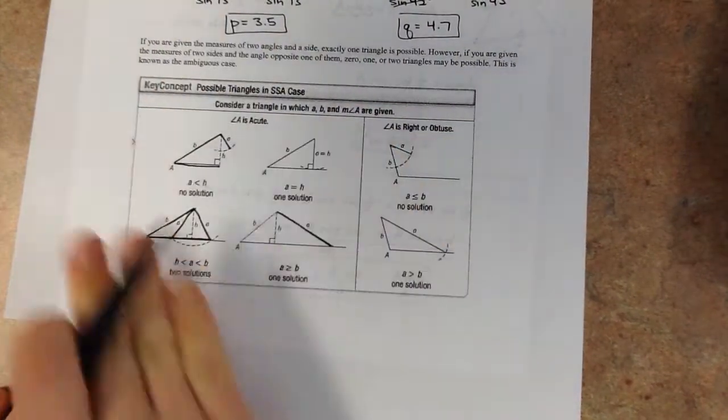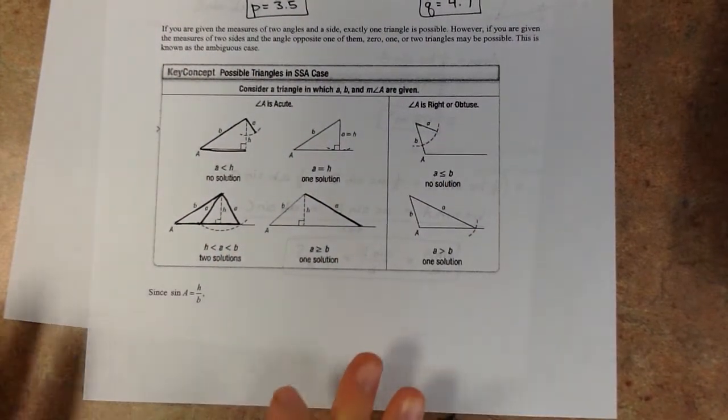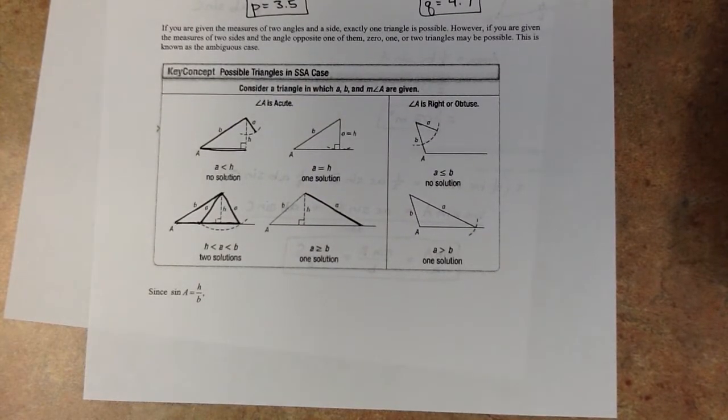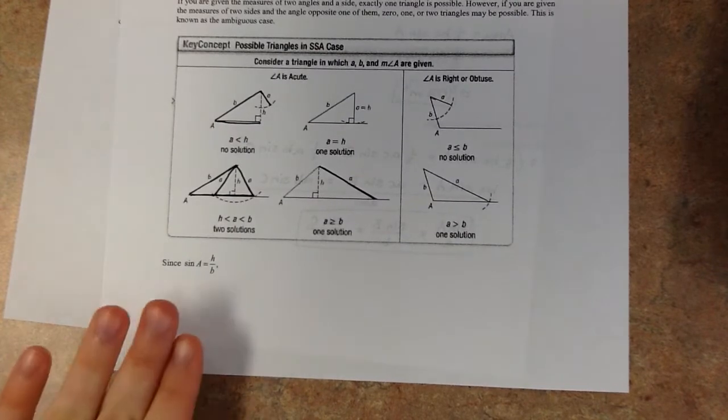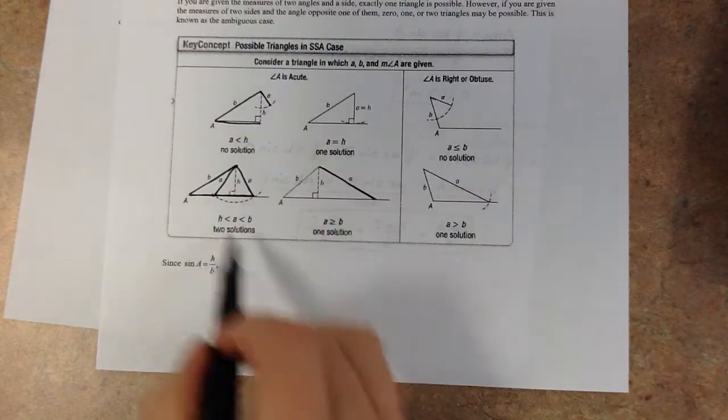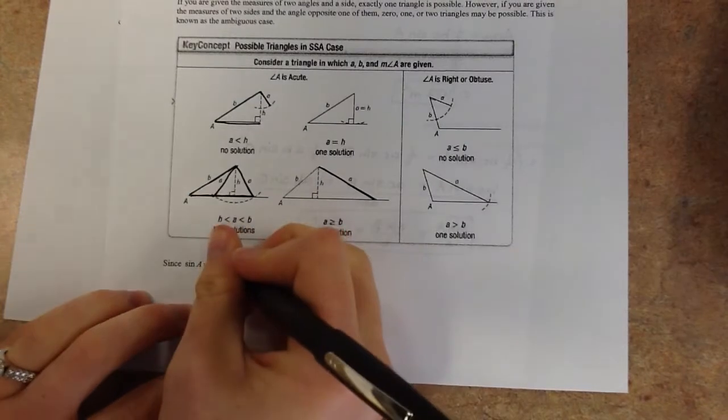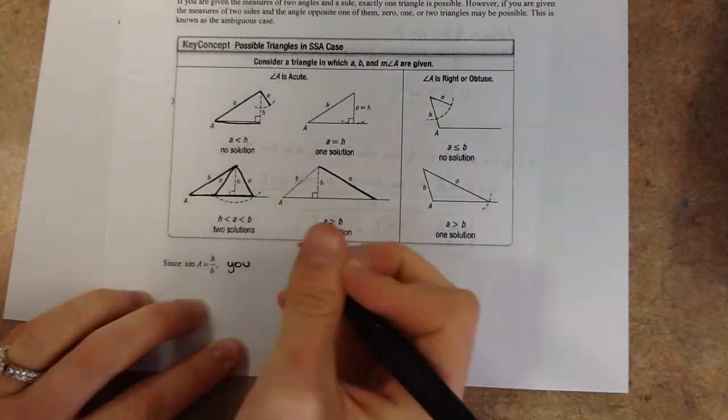So this, again, you don't have to memorize or do anything with this chart. This is just to kind of walk you through your possibilities, okay? So since sine of A is equal to h over b, this kind of relates all this chart together, but we're not going to have to do this. This is just kind of an FYI sort of thing.